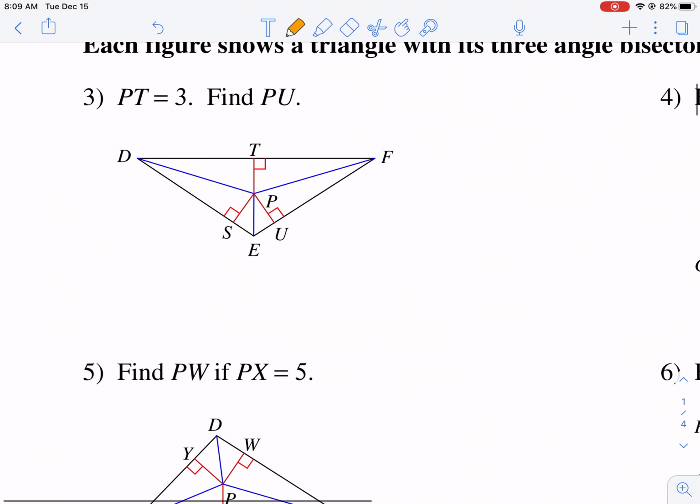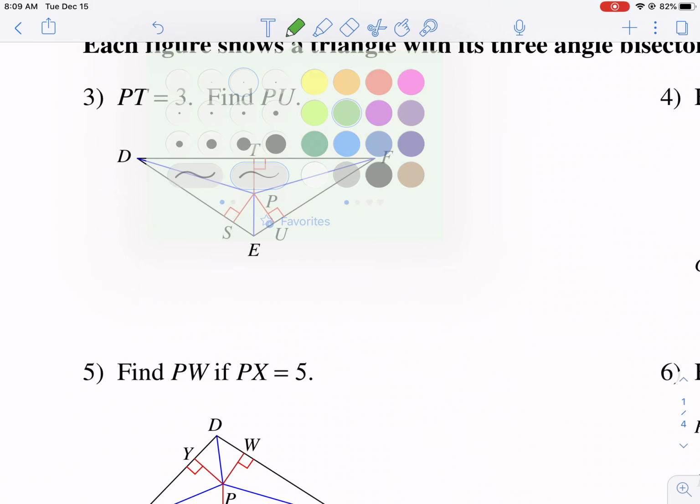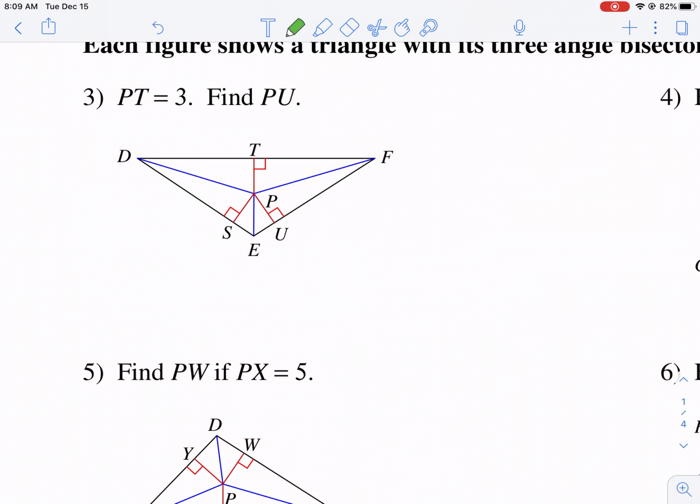Now, this is an interesting kind of segue because we're going from angle bisectors into what's called the incenter. It's called the incenter because where the three angle bisectors meet, so this is an angle bisector. Okay, this line is an angle bisector. This one's an angle bisector. This one's an angle bisector. Where they meet is called the incenter.